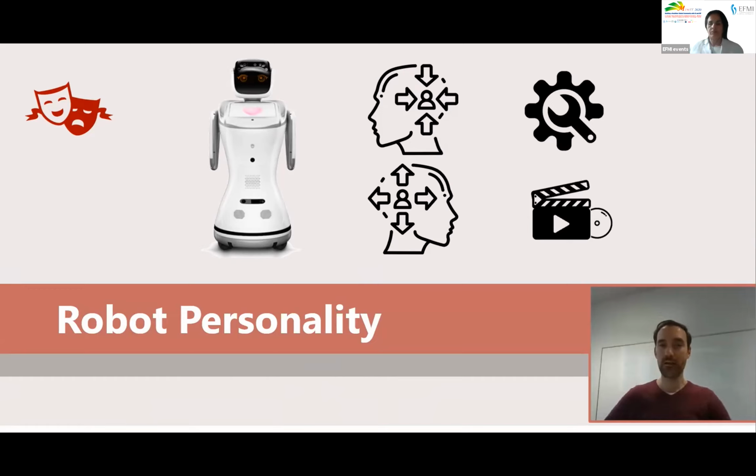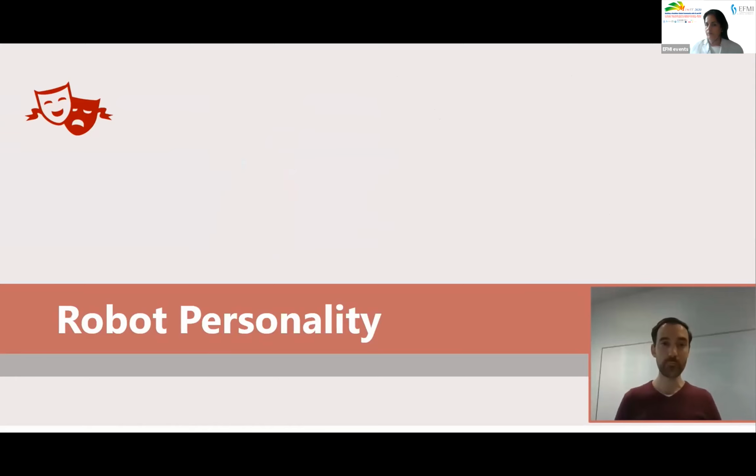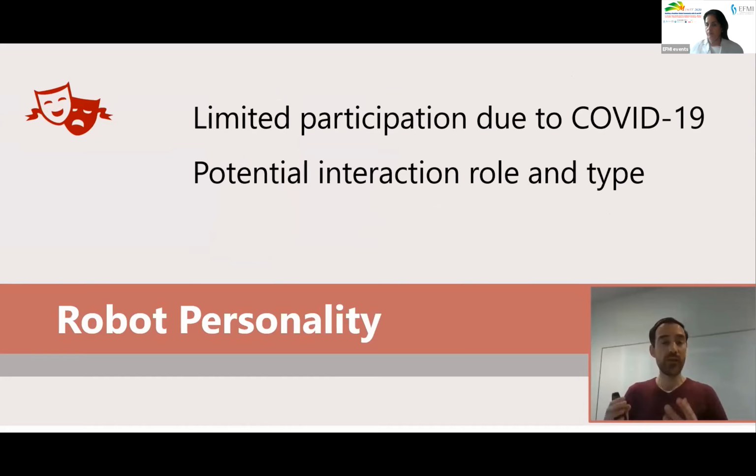Now, we were interested in whether there are differences in people's preference for an introvert versus an extrovert robot compared to their own personality. Just when we wanted to start running this study, lockdown happened in our country, so we couldn't collect as much data as we would have wanted to. We did collect a bit of data, and this data shows the following. It shows that there is a potential interaction between the role that the robot has and the type of personality that we show there. So it could really be that there is something in there. However, we had too limited data to draw valid conclusions.